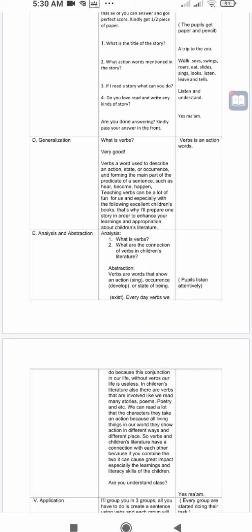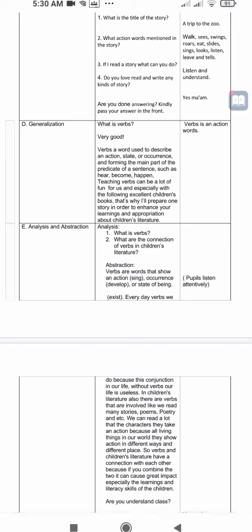The analysis addresses the lesson effectiveness. To what extent did the students meet the objectives stated in the lesson plan? In analysis, this is where we see the activities related to the objective. The teacher provides two questions: what is a verb, and what is the connection of verbs in children's literature. In this part, the students identify what verbs are and what the connection of verbs is in children's literature.